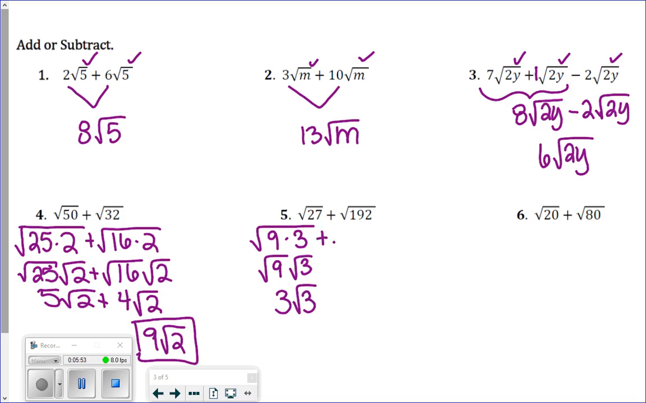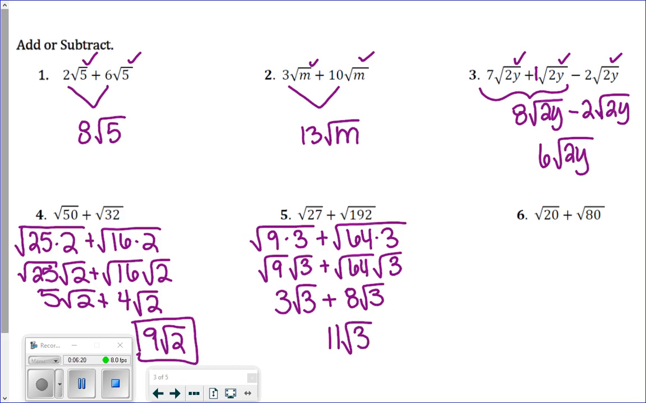In the second term, 192 is a product of 64 times 3. If I separate that out, I get the square root of 64 times the square root of 3, and that gives us 8 square root of 3. Now that they're both fully simplified, I check to see, are they really like radicals or not? In this case, they are. And so I can combine this all the way to a single radical term. 3 plus 8 is 11 square root of 3.